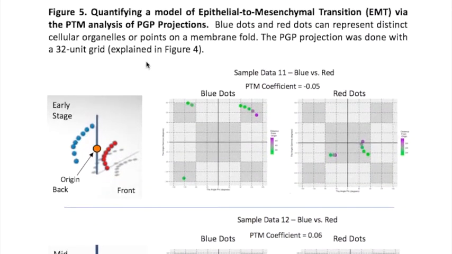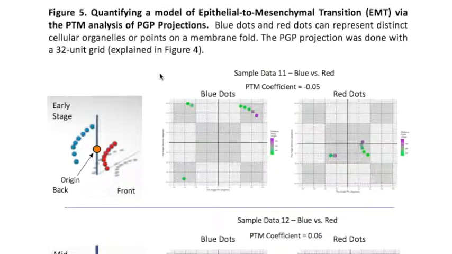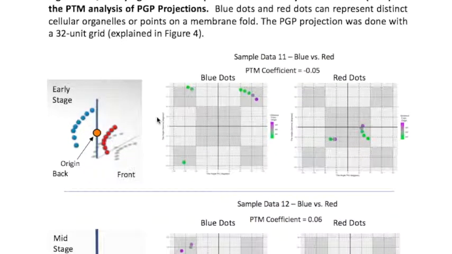Now, I want to point out that PGP data and PTM data can work on data that are of any shape, not just dots. I just happen to use dots for simplicity. These dots can represent organelles in the cell, or they can represent points on the surface of any 3D object. Having said that, in this case, sample data 11, what we're doing is we're comparing the PGP profile of the blue dots versus the red dots. And here's the blue dots. This is what the PGP transform of this 3-dimensional shape looks like. And here's the PGP projection of the red dots.